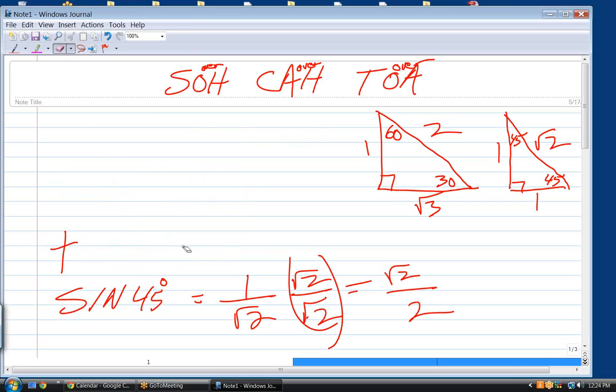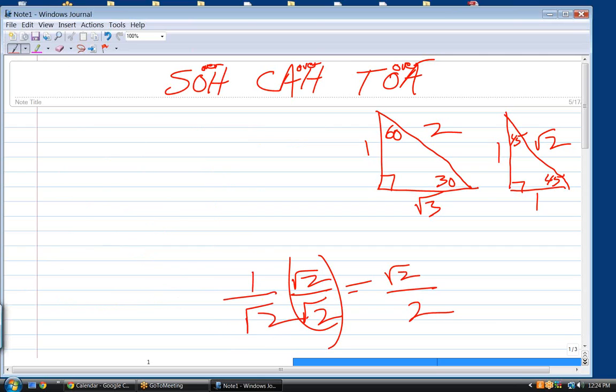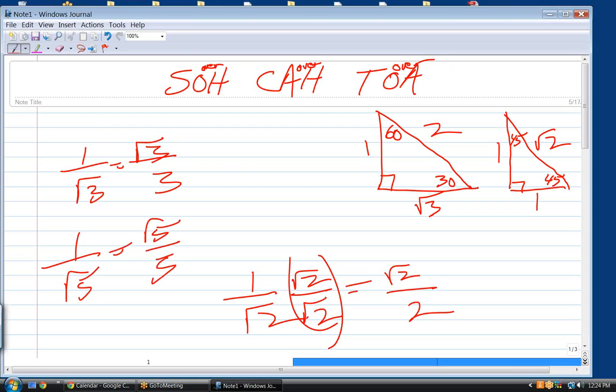That is 1 over square root 2. Okay, and how should we express that? Square root 2 over 2. And just for your information, 1 over square root of 3 is square root of 3 over 3. 1 over square root of 5 is square root of 5 over 5. You get the pattern?